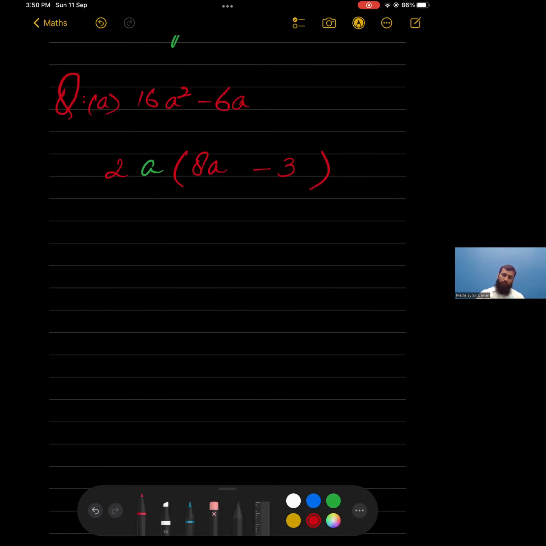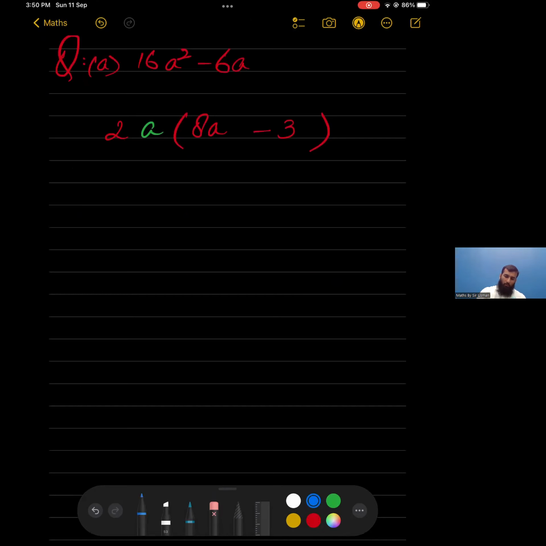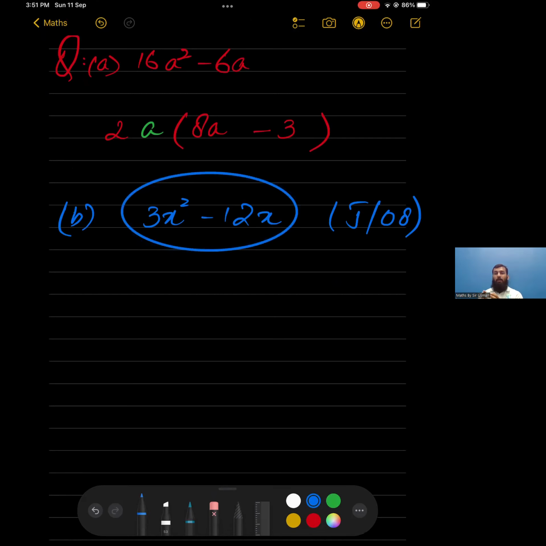Now moving forward, we have a similar question which says that we have 3x squared minus 12x. अब ये एक पास पेपर का क्वेश्चन है. It was assessed in June of 2008. June of 2008 वेरिएंट्स के अंदर ये क्वेश्चन आया था. The question is 3x square minus 12x. What you first need to observe is कि यहाँ पर हमारे पास x और a नंबर कॉमन आ रहा है. We can take out 3 and we can take out x.